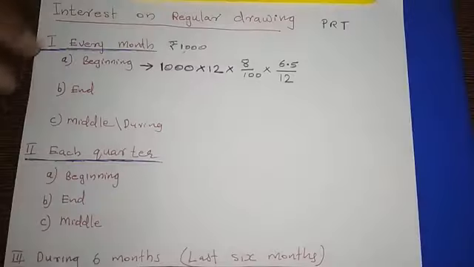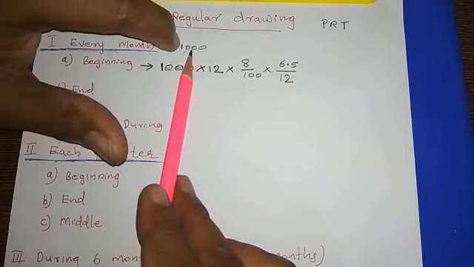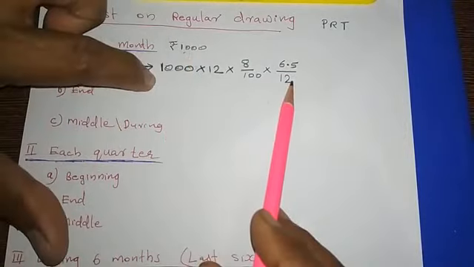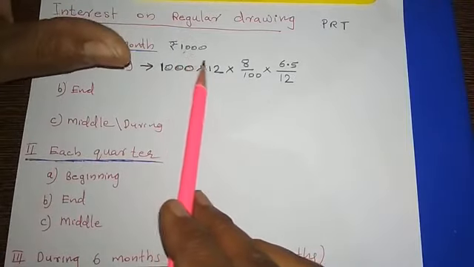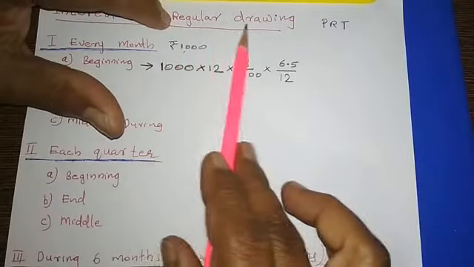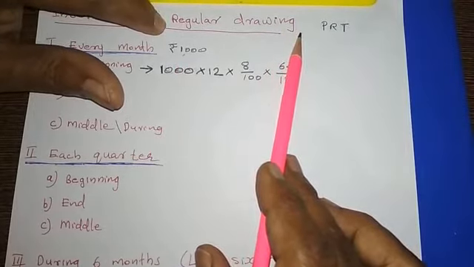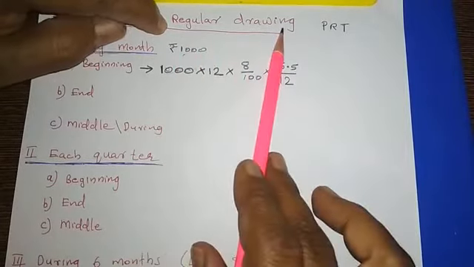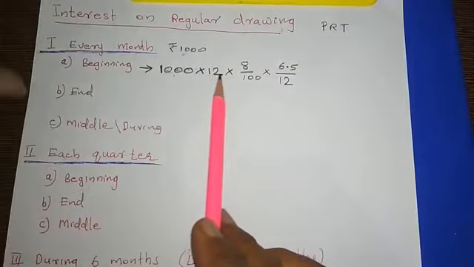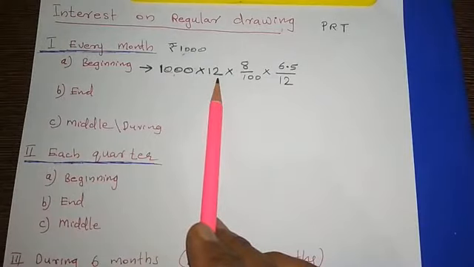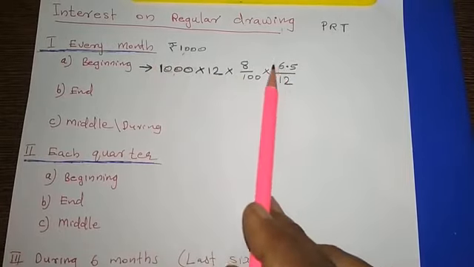So if a drawing is made at the beginning of every month, and the drawing amount is the same, only then can we apply this formula. If the first month is 1000, the second month 3000, the third month another amount, then we cannot apply this formula. Regular drawing means the same amount should be withdrawn at a particular time, only then it is regular drawings. Did you understand why we multiply with 12? Because every year has 12 months, to get the total drawings we multiplied by this. This is the rate and this is the average time.